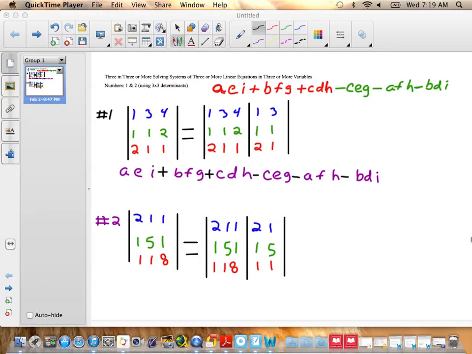Section 7 in your book. We're looking at numbers 1 through 10, solving systems of three linear equations using 3 by 3 determinants. These particular problems are number 1 and 2. We have to remember, in the first video, we talked about how this is all lined up with letters.